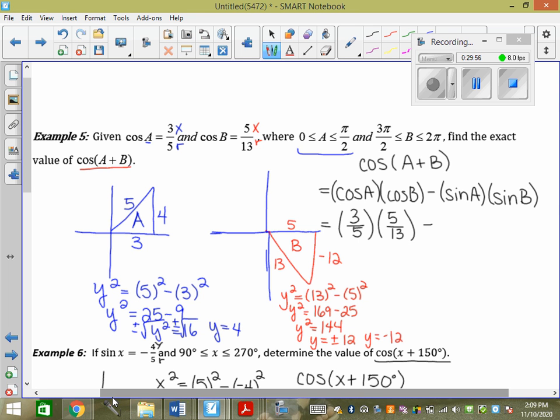So what's sine of A? Look at triangle A. 4/5. And then what's sine of triangle B? -12/13. So I'm going to get 15/65 minus a minus, so positive 48/65, which equals 63/65.